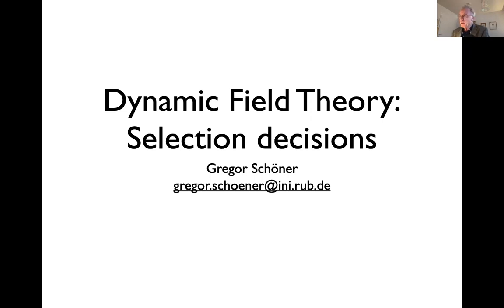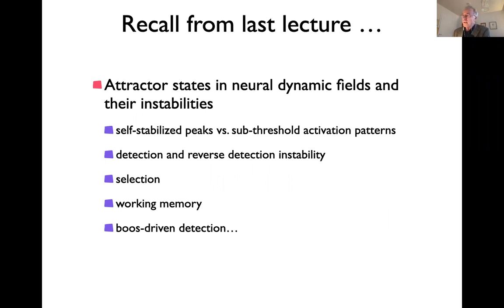So welcome to the second core lecture on dynamical field theory on selection decisions. I begin by reminding you of what we did last week. We talked about the different attractor states in neurodynamical fields, essentially the self-stabilized peaks that are maintained by interaction, versus the subthreshold activation patterns that are really just low-pass filters of input. In the dynamic field theory, this is really a qualitative difference.